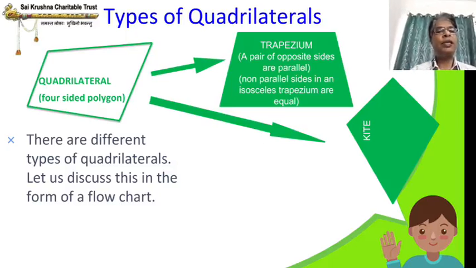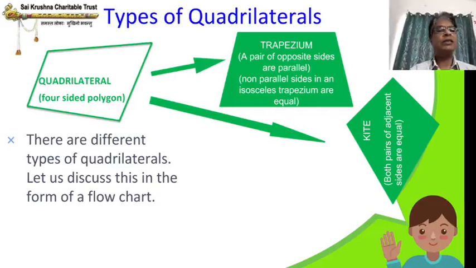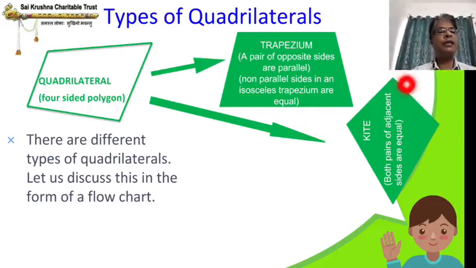Now again, like the trapezium, we are not going to study the kite. This is only for your information, just to know the different types of quadrilaterals. So what is a kite? Both pairs of adjacent sides are equal. If you see here, this and this are adjacent sides. This side and this side are equal, and similarly this side and this side are equal. This is called a kite. You need not bother; you can just understand this definition or note it down for future reference.